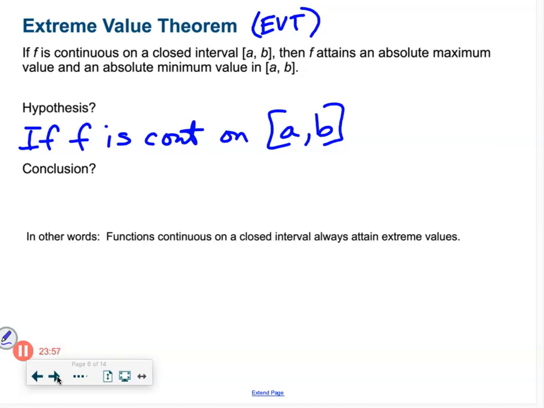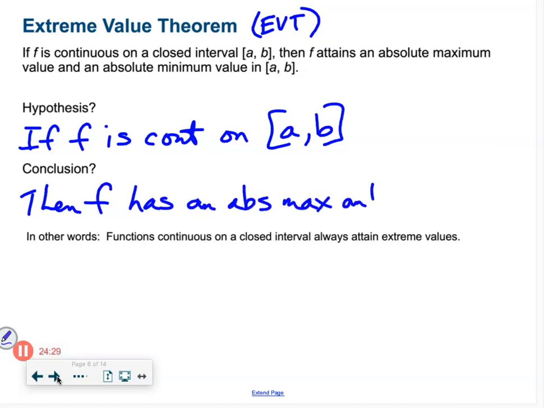Gavin, how you doing? Good. Can you tell me the conclusion? It has an absolute maximum on the interval AB. Did you say it? What has an absolute maximum? F has an absolute max and min, right? Okay, good. So then f has an absolute max and min on AB.